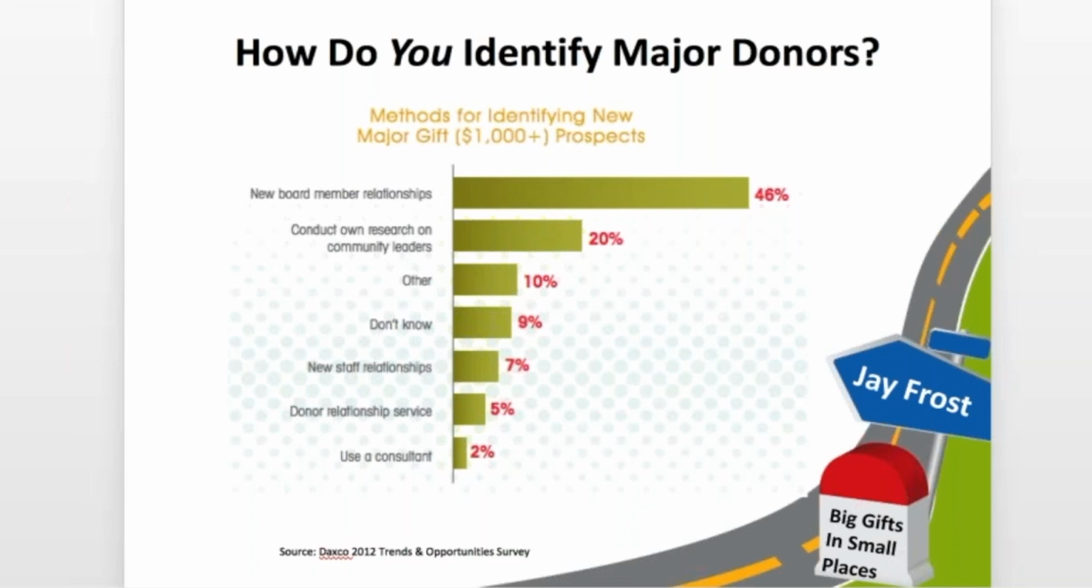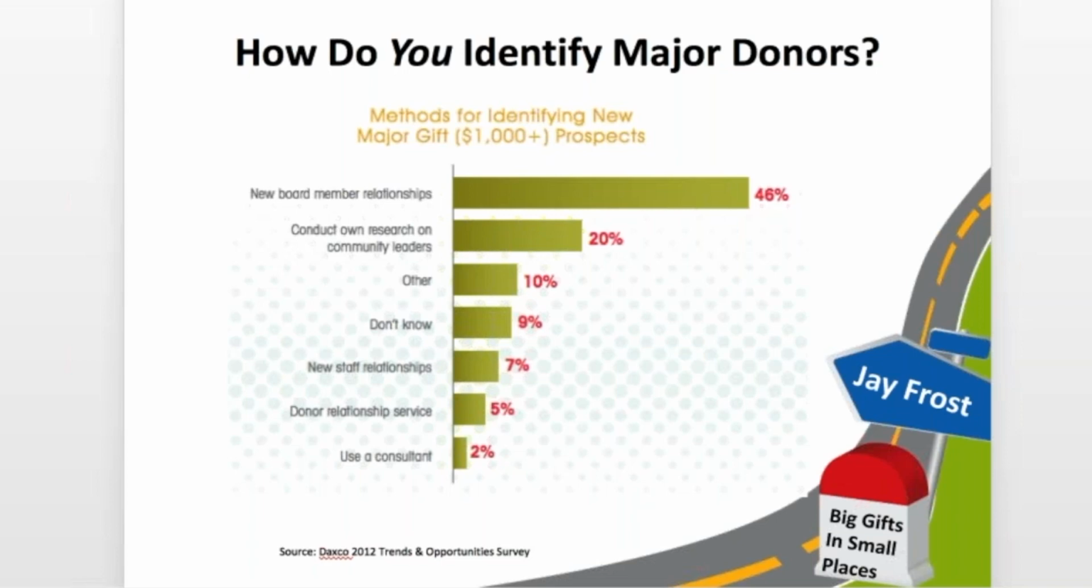This is from Daxco, which is a company that works a lot with different, I think it's Salvation Armies or United YMCAs, excuse me. And they did a poll of some of their customers just asking this question. I thought it was somewhat related because many of their organizations are small. And what they find is that they're identifying their major donors first through new board member relationships, just like I was talking about there a second ago with the stork.